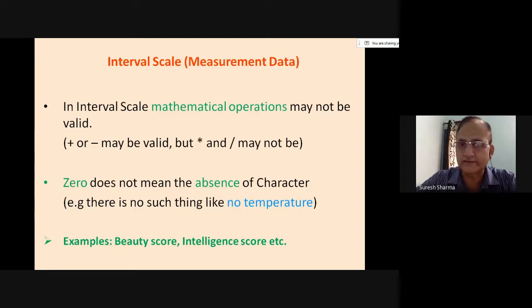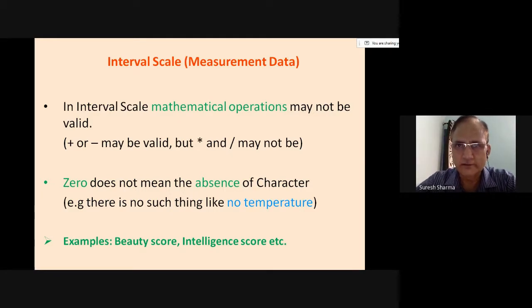In interval scale, look at the first line. In interval scale, mathematical operations may not be valid. There are many types of data where mathematical operations are not valid. Let's say some beauty contest is going on and there are judges giving scores out of 10. Let's say the first person gets a score of 8 out of 10 and the second one gets a score of 4 out of 10. Now if you divide 8 by 4, your answer is 2. But you cannot make a statement that the person whose score is 8 is exactly twice as beautiful as the person whose score is 4. Can I make such statements?